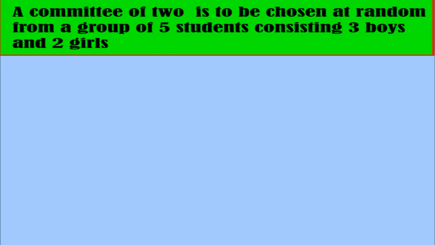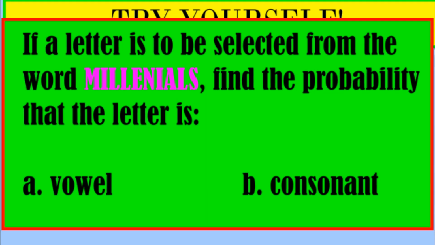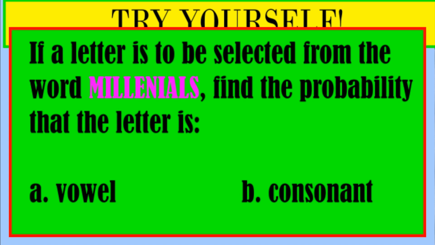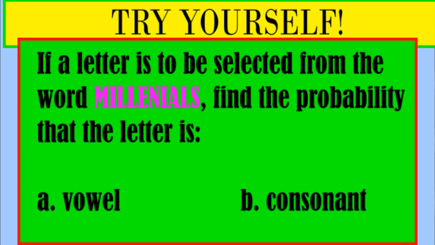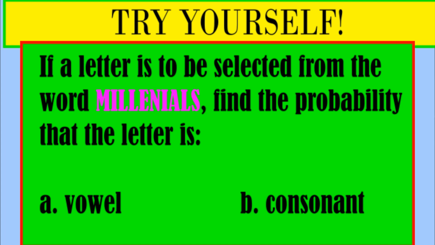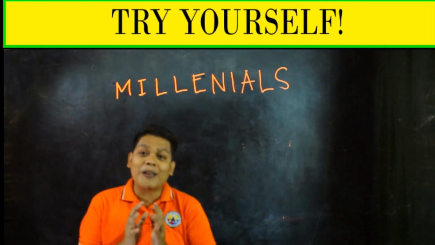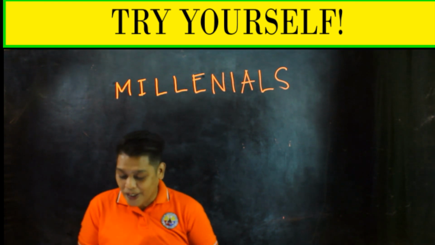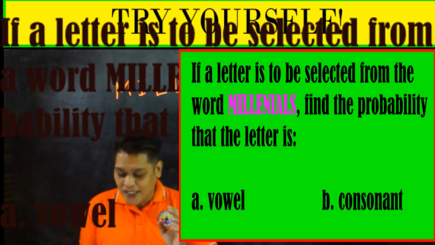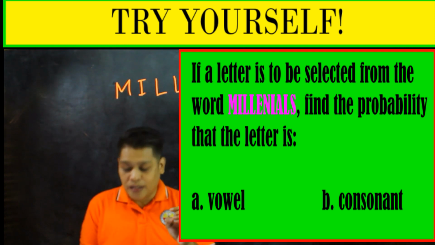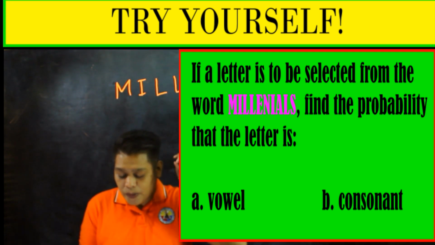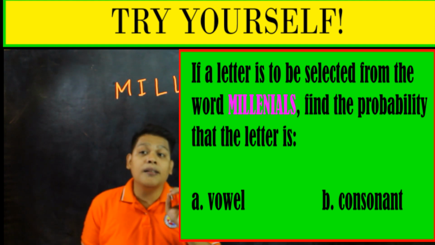Okay. So it's your turn now. Try yourself. If a letter is to be selected from the word millennials, find the probability that the letter is letter A, a vowel, letter B, a consonant. So try yourself. I will give you 10 seconds. So number 1, what is the probability that the letter is a vowel?